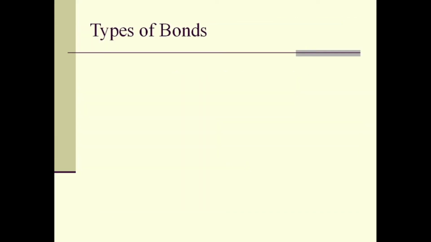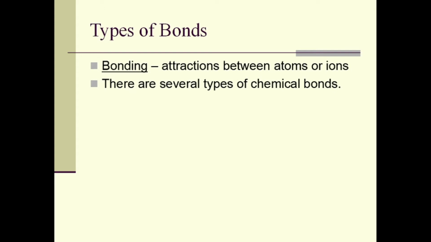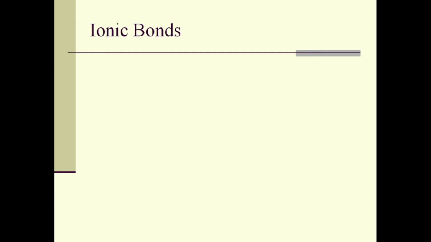In today's lecture we are going to study different types of bonds, and here we are also going to study the ionic bond in detail. We know that bonding means attraction between atoms or ions. There are several types of chemical bonds, namely the ionic bond, covalent bond, van der Waals or molecular bond, hydrogen bond and metallic bond. Let us now study the ionic bond in detail.